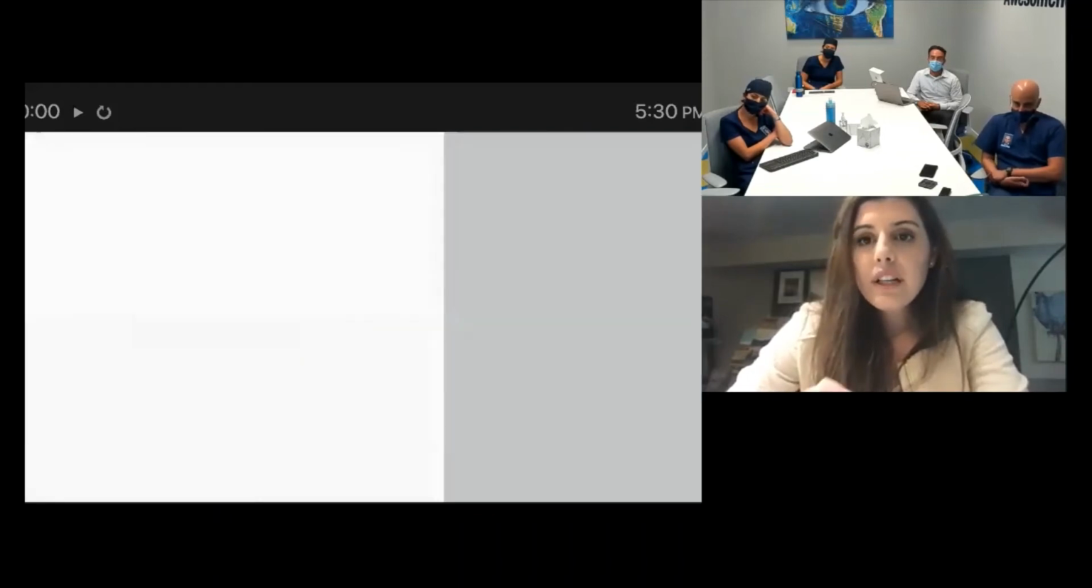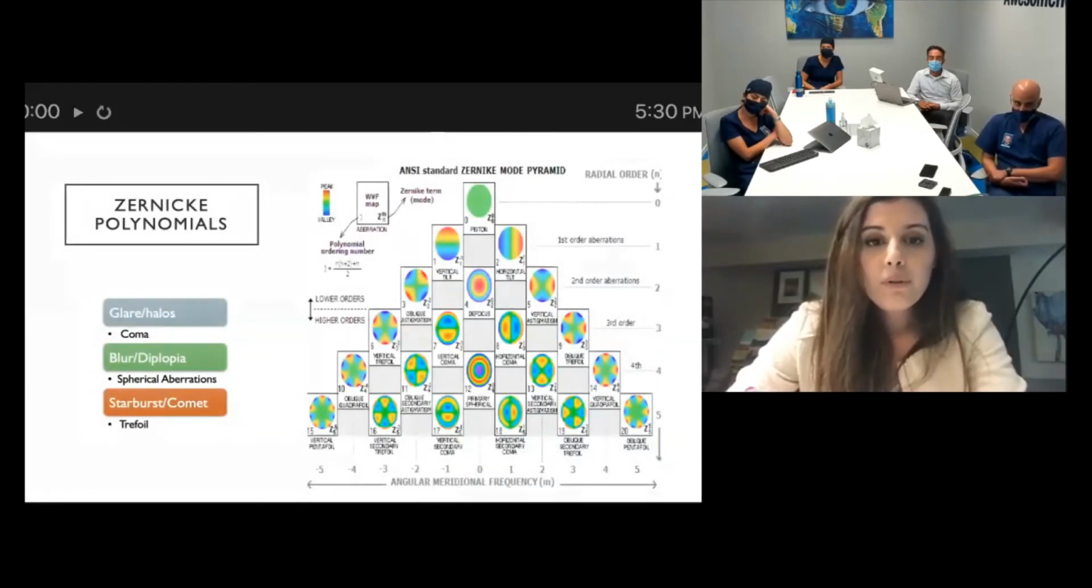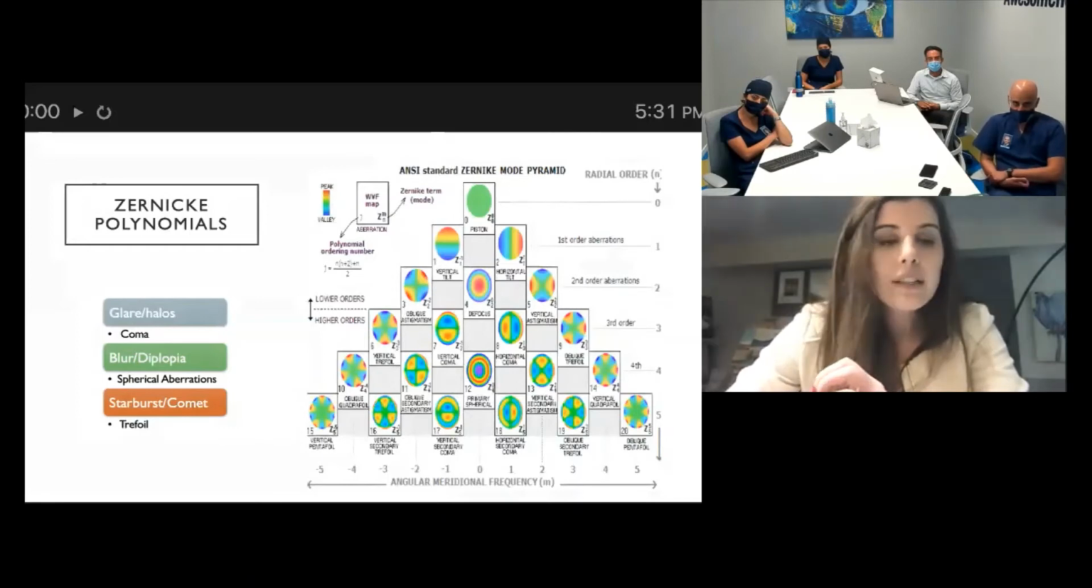And Zernike made a polynomial for us and differentiated between the first order aberrations, which are the basic astigmatism that everybody has, and the higher order aberrations, which can create a lot of trouble. We've already discussed the spherical aberration that can cause blur and diplopia, but there's also another set of aberrations that occur, especially in abnormal corneas, that can cause coma, trefoil, and everything else.